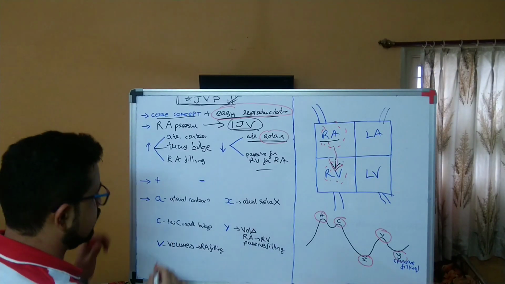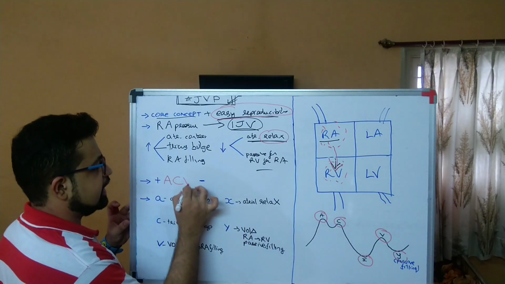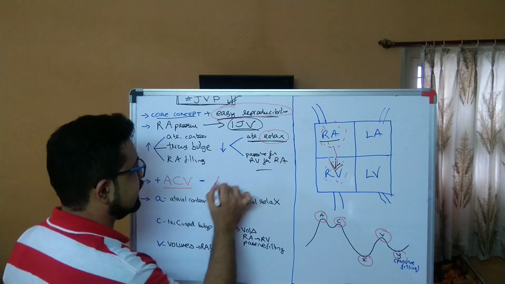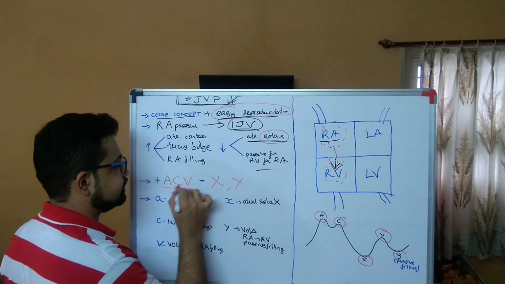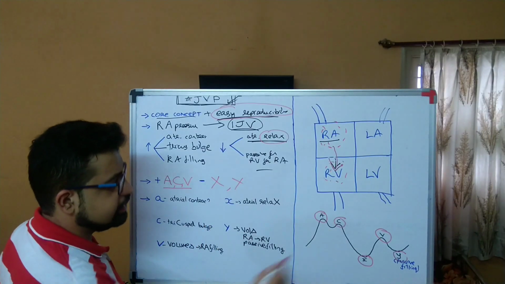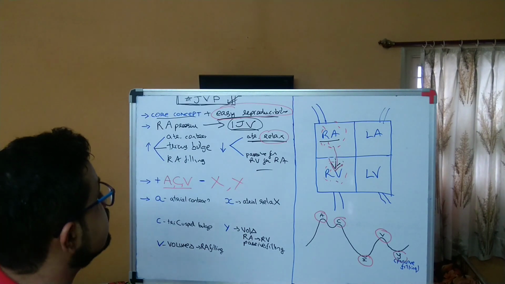Okay, so what are the positive waves? A, C and V. Remember this stuff: A, C and V. And what are the negative ones, the descents? There are two descents, X and Y. A, C and V are the rises, and X and Y are the descents in the JVP waveform. Okay, so let us discuss easy reproducibility.